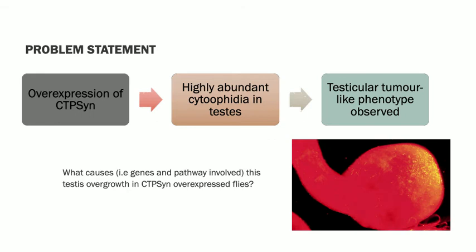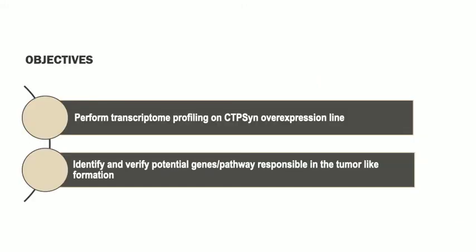What could be the pathways or genes that lead to this testicular overgrowth in flies? As you can see in the image here, the testis is bulged with the transit amplification region filled with cytophidia in CTP synthase overexpressed flies. The objectives of this research are: perform transcriptome profiling on CTP synthase overexpressed line, and identify and verify potential genes or pathways responsible in the tumor-like formation.